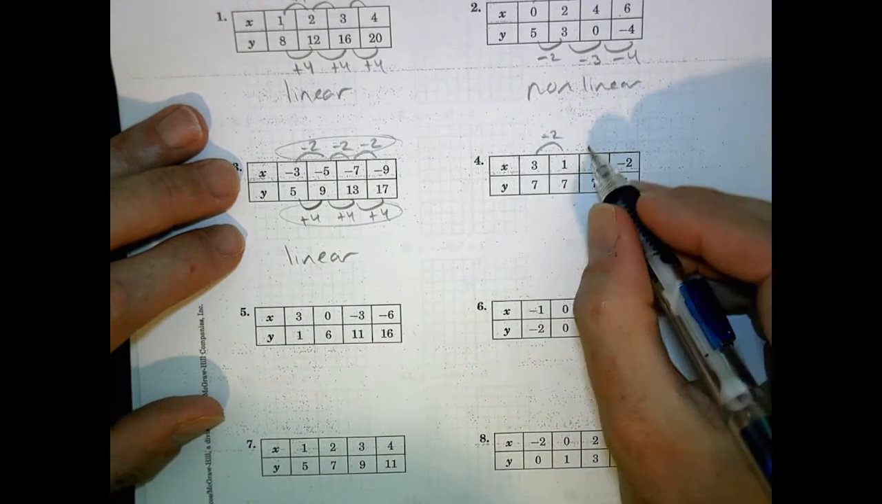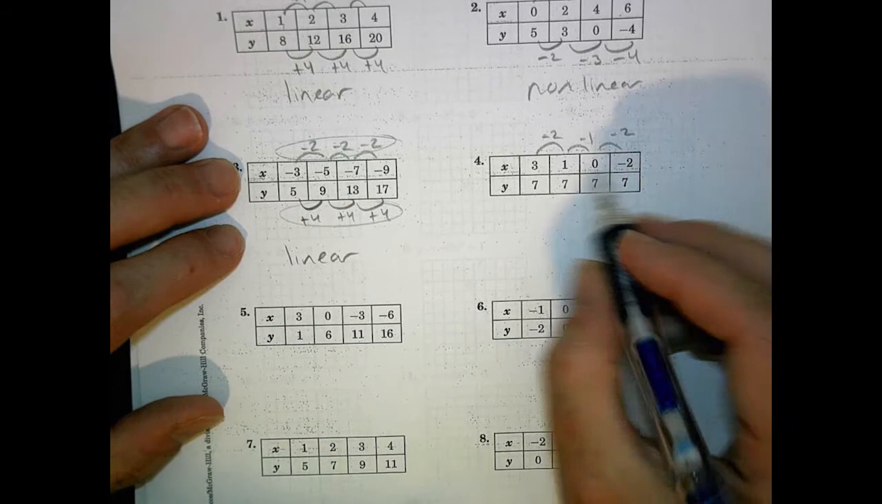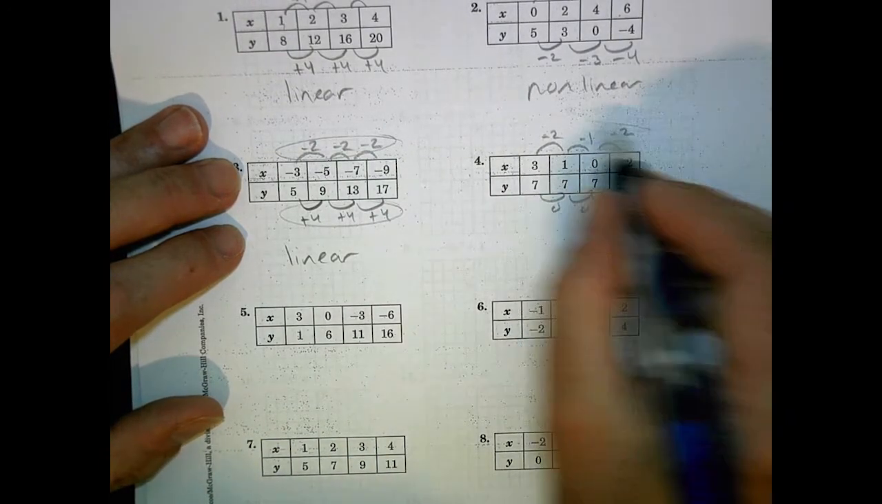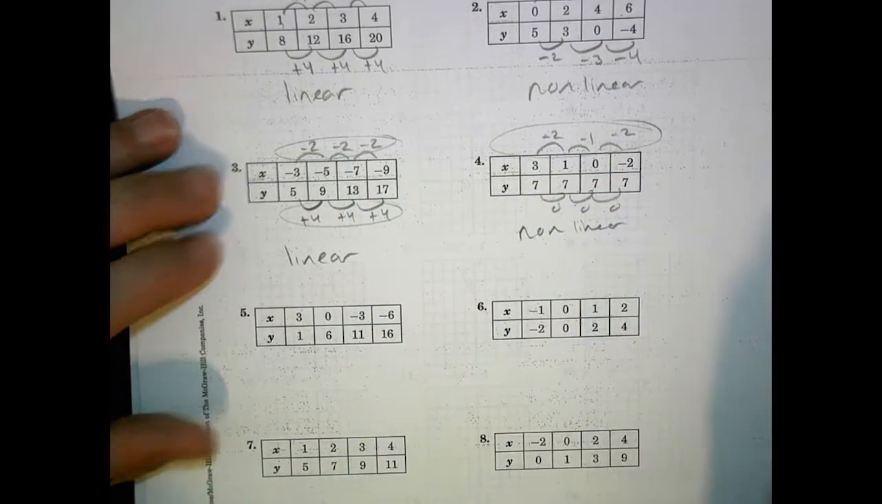Here we're going down 2, down 1, down 2. And this is staying the same, the same, the same. Because these are all different, this is going to be non-linear. Okay? Well, I should say sort of. Let's take a look at this one.